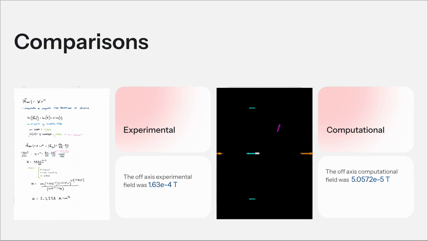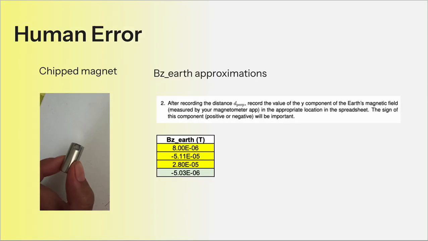The off-axis experimental field for my experimental model was 1.63 e to the negative 4 teslas, where my computational model was 5.0572 e to the negative 5 teslas, and we'll talk about that in a second.